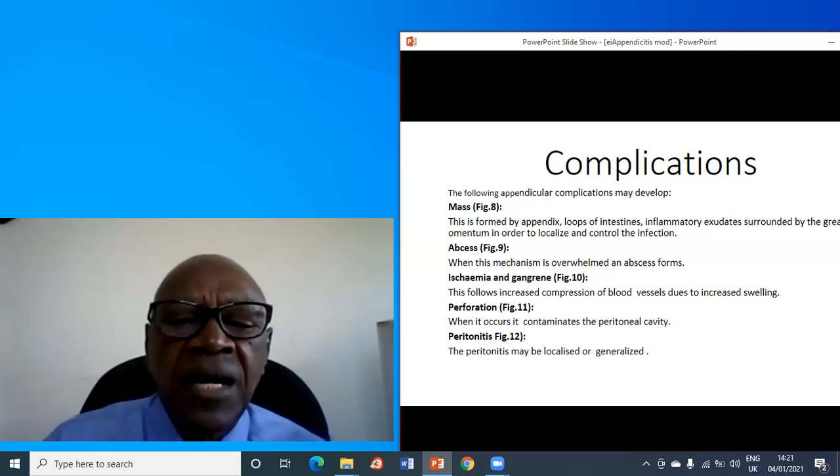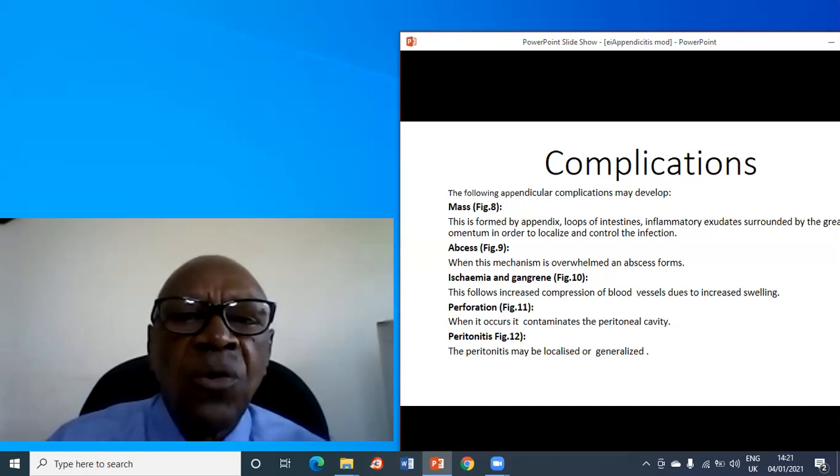Ischemia and gangrene. This follows increased compression of blood vessels due to increased swelling. Perforation. When it occurs, it contaminates the peritoneal cavity. Peritonitis. Peritonitis may be localized or generalized.